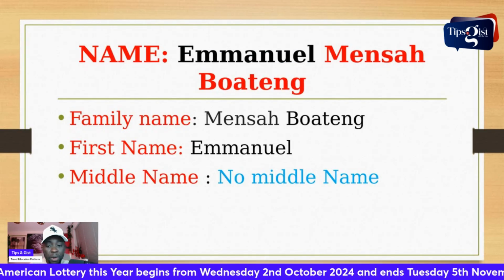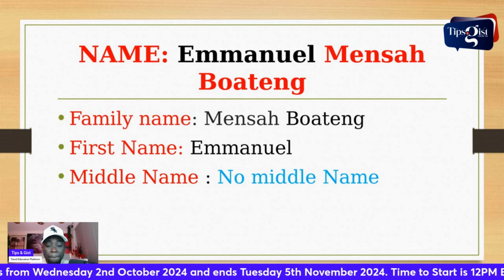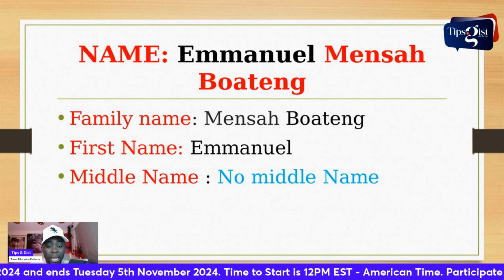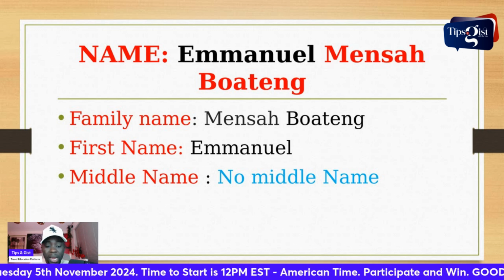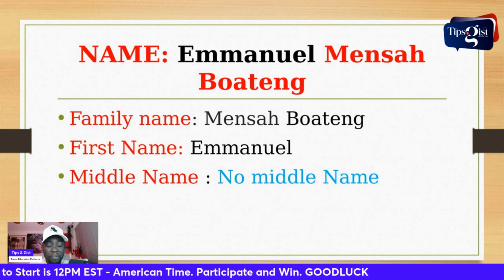Another option is Emmanuel Mensah Boateng. In this case, Emmanuel is saying that my surname is 2 names, Mensah Boateng. They are all my surname. I don't have a middle name. And so therefore, he is going to key in Mensah Boateng as the family name, the first name Emmanuel, and click no middle name.